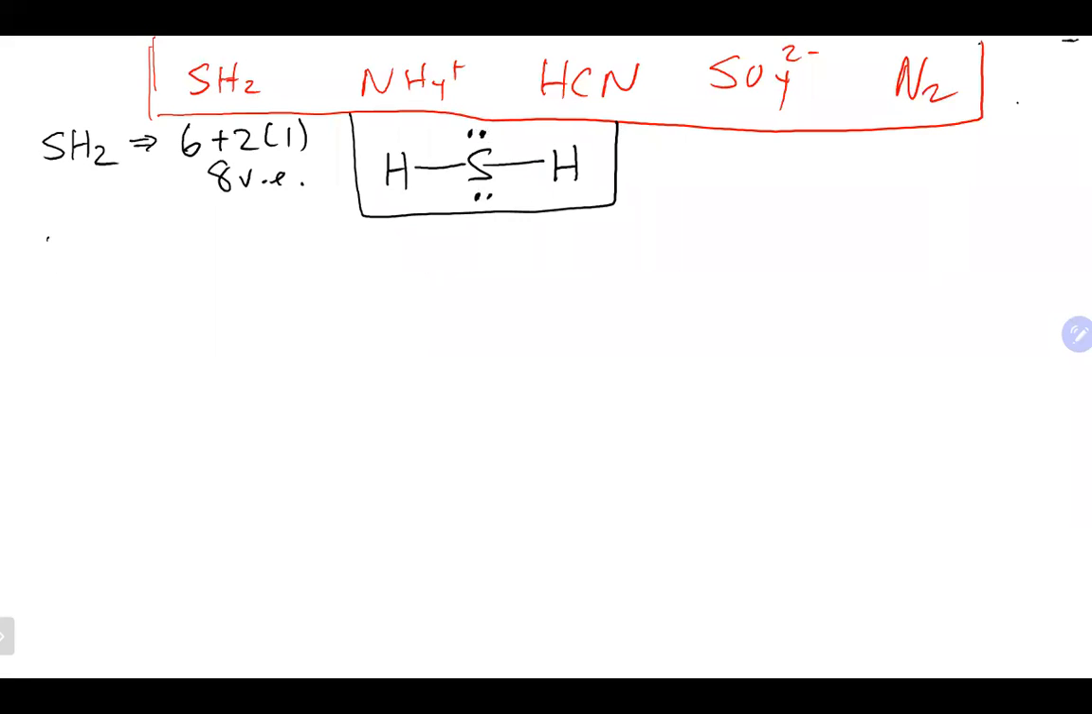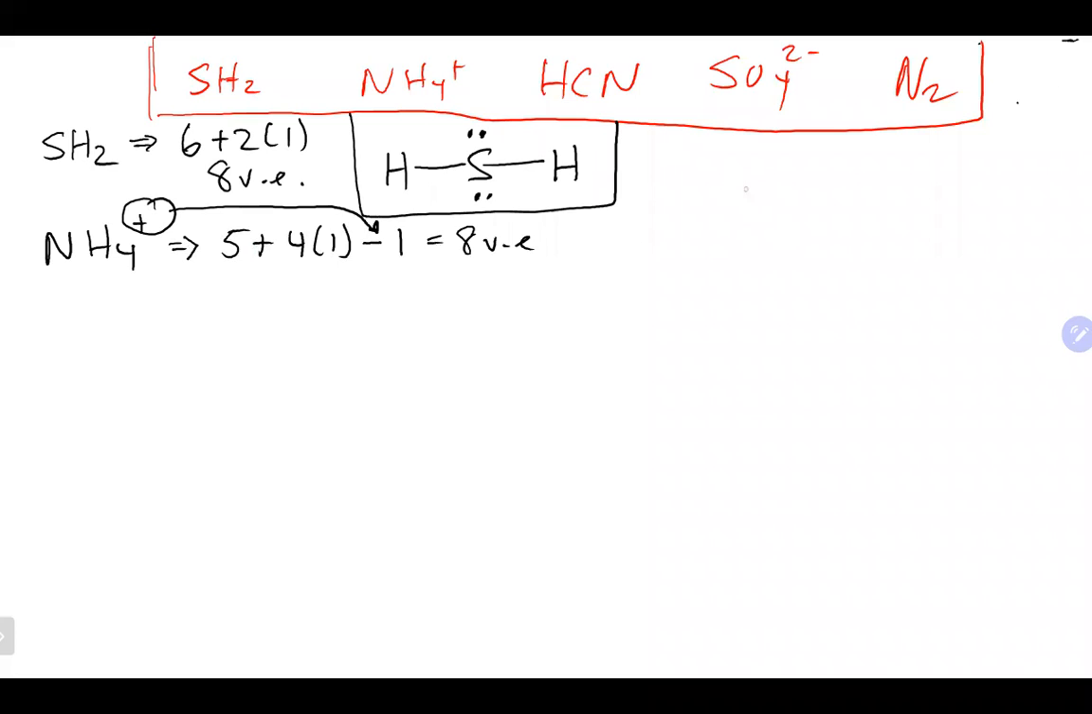Looking at NH4 plus, nitrogen is 5 and there are 4 hydrogens each at 1. In this case, we do have a plus, which means that it has lost electrons. That means we need to subtract 1 to get the right count. That is also going to give us 8 valence electrons in this case.